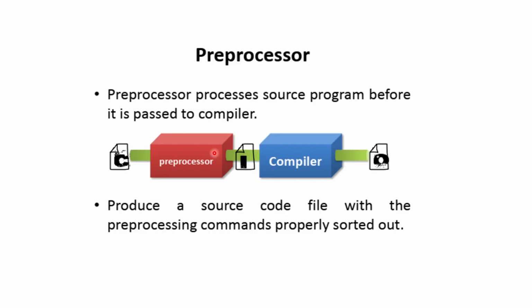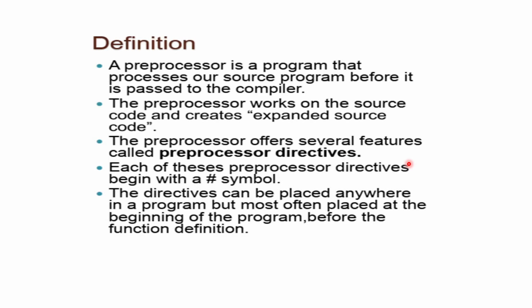So the preprocessor looks something like this. This is your original program. It is preprocessed and generates an intermediate code. Then it is compiled and produces an output object code. So by definition, a preprocessor is a program that processes our source program before it is passed to the compiler. Now there are some features that we will discuss here, present in this preprocessing, and those are called preprocessor directives.